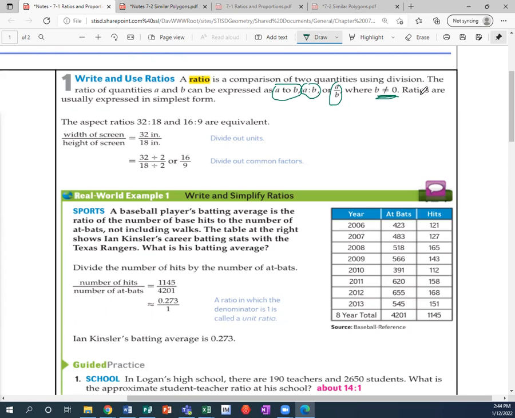Make sure that you express these things in simplest form. That means that these whole numbers are the smallest possible. Take a look at this aspect ratio, 32 to 18 and 16 to 9. They're saying that these are equivalent. They're equivalent because if I were to take the 32 divided by 18 and divide out the common factors, that is 2 because they're both even, I'm going to get 16 over 9, which is exactly the same as this other ratio, 16 to 9.